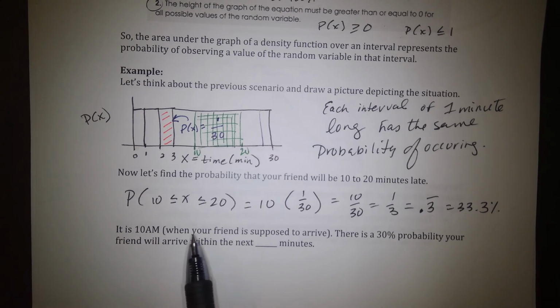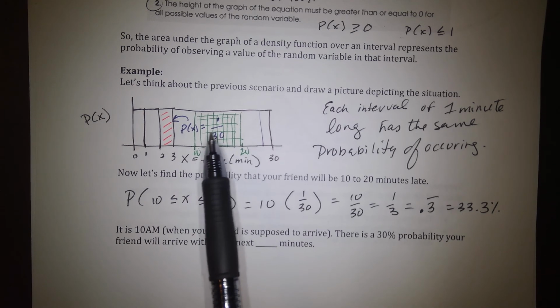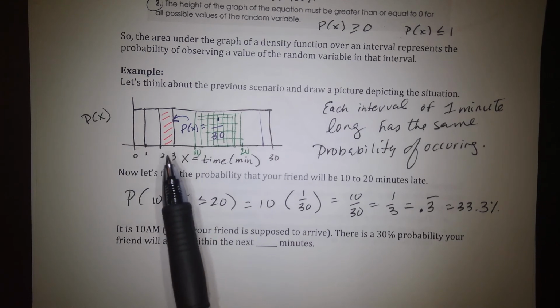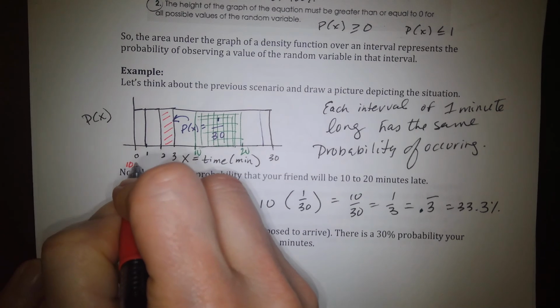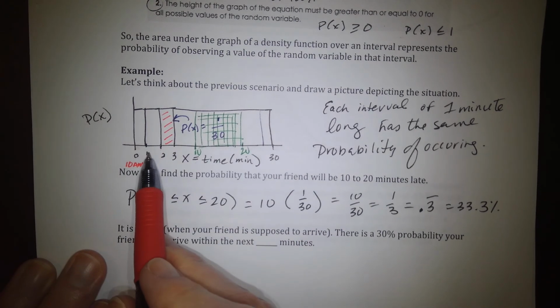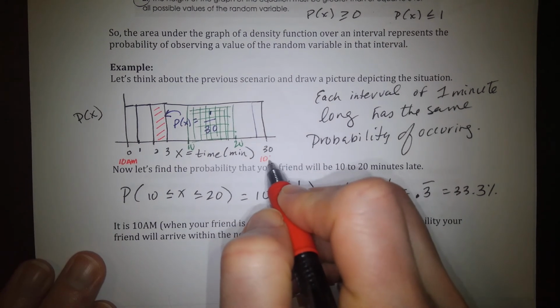If it is 10 a.m. when your friend is supposed to arrive, and there's a 30% probability your friend will arrive within the next blank minutes. So again, I'm going to go up to the curve and I want to look for if it's 10 a.m. right here at the beginning. So this is 10 a.m. and this will be 10:01, 10:02, 10:03, and so on, all the way up to 10:30.